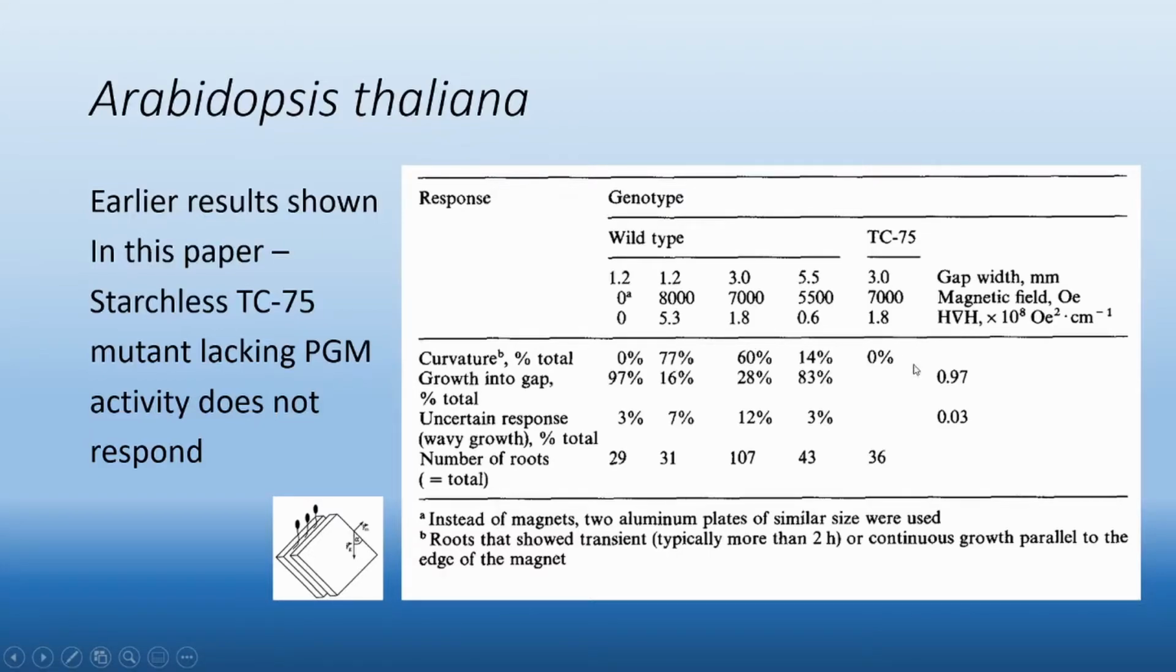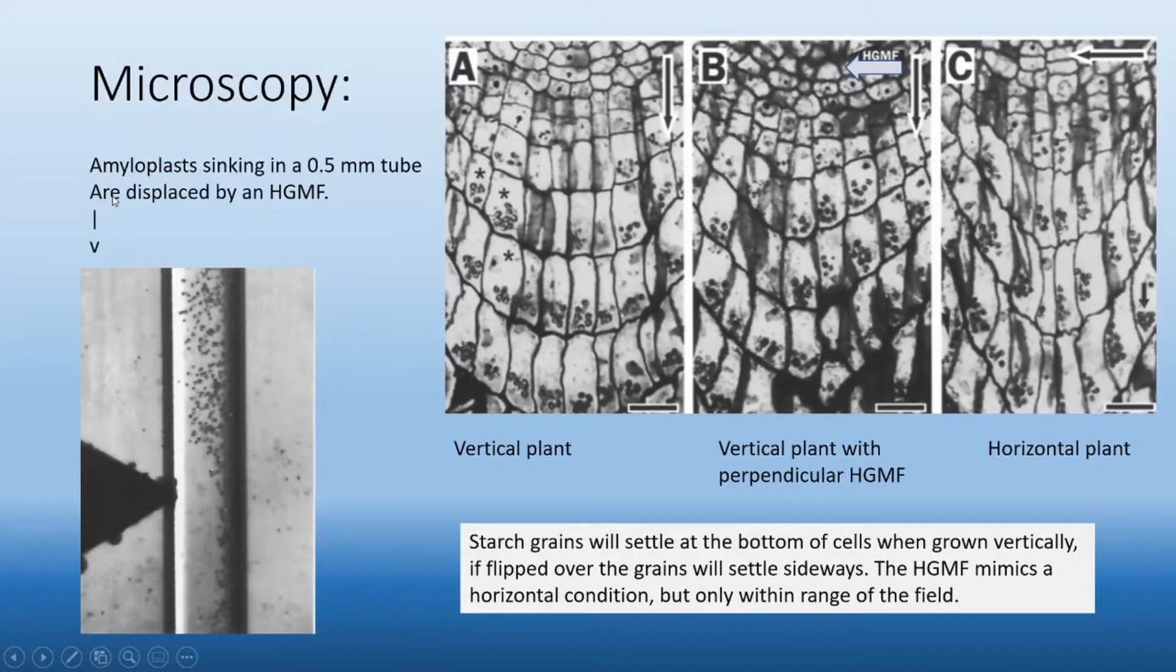None of the plants showed this curvature in response to magnetic fields. As you get increasingly widening gaps, because we're using this setup here with the gaps between two magnetic plates, the closer you get, the higher percentage of plants curve in response to that magnetic field. The next thing that they showed is that if you just have isolated amyloplasts sinking in a tube, they're displaced by the HGMF. So they just wanted to validate that this wedge could actually do this in a more ideal system. So they ran the experiment.